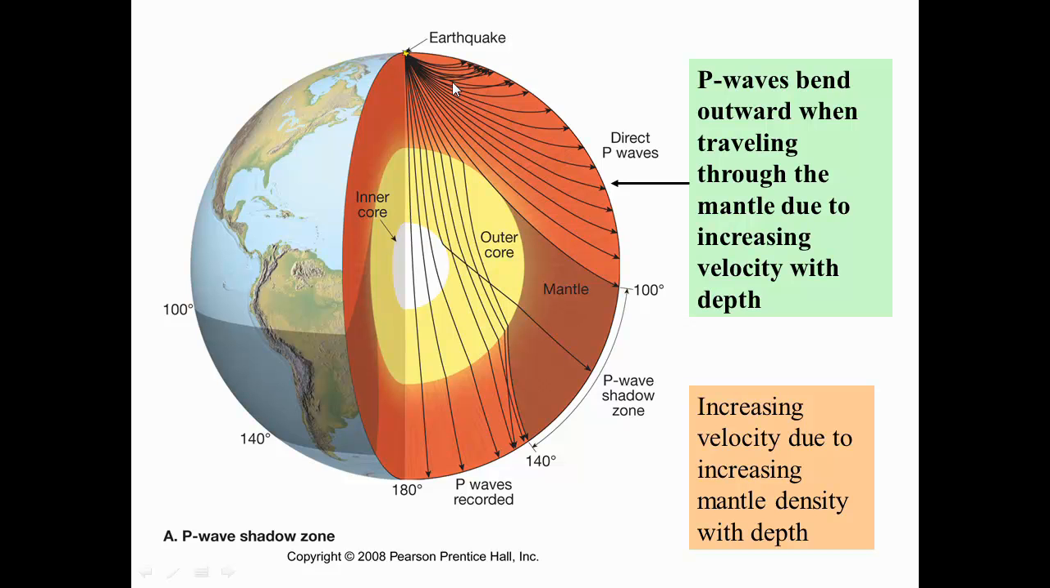And we see that seismometers on the surface, particularly seismometers located between the earthquake and about 100 degrees within that particular quadrant, will therefore record direct P waves as they emerge on the surface.